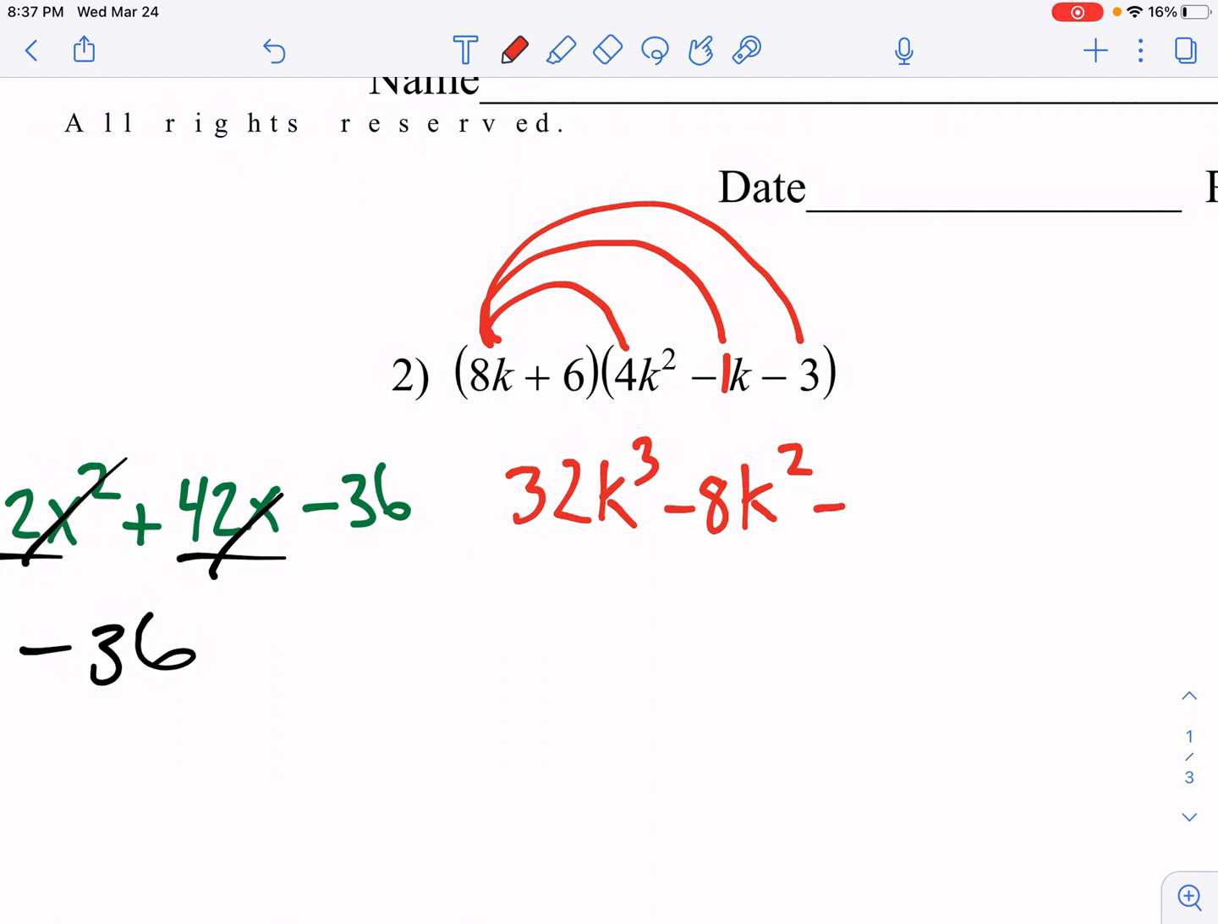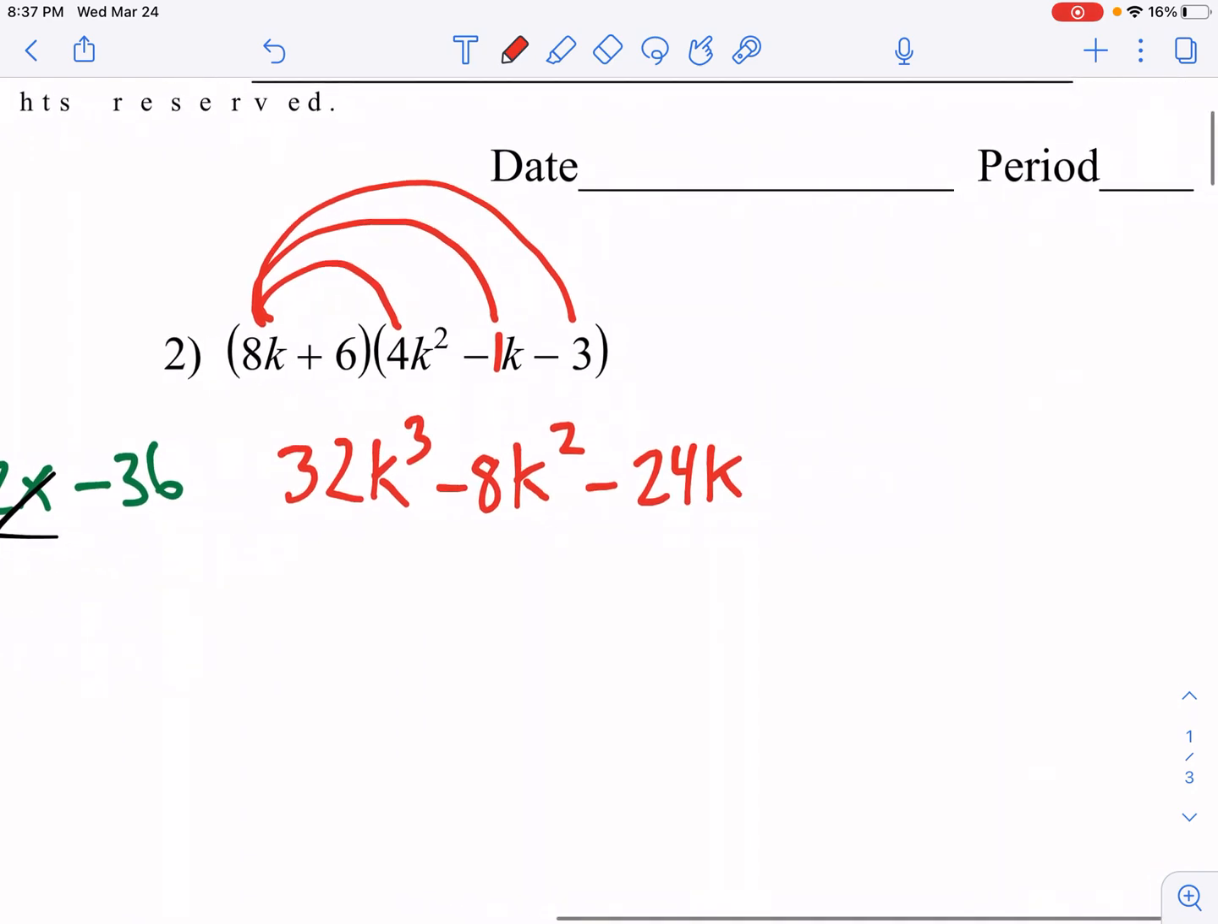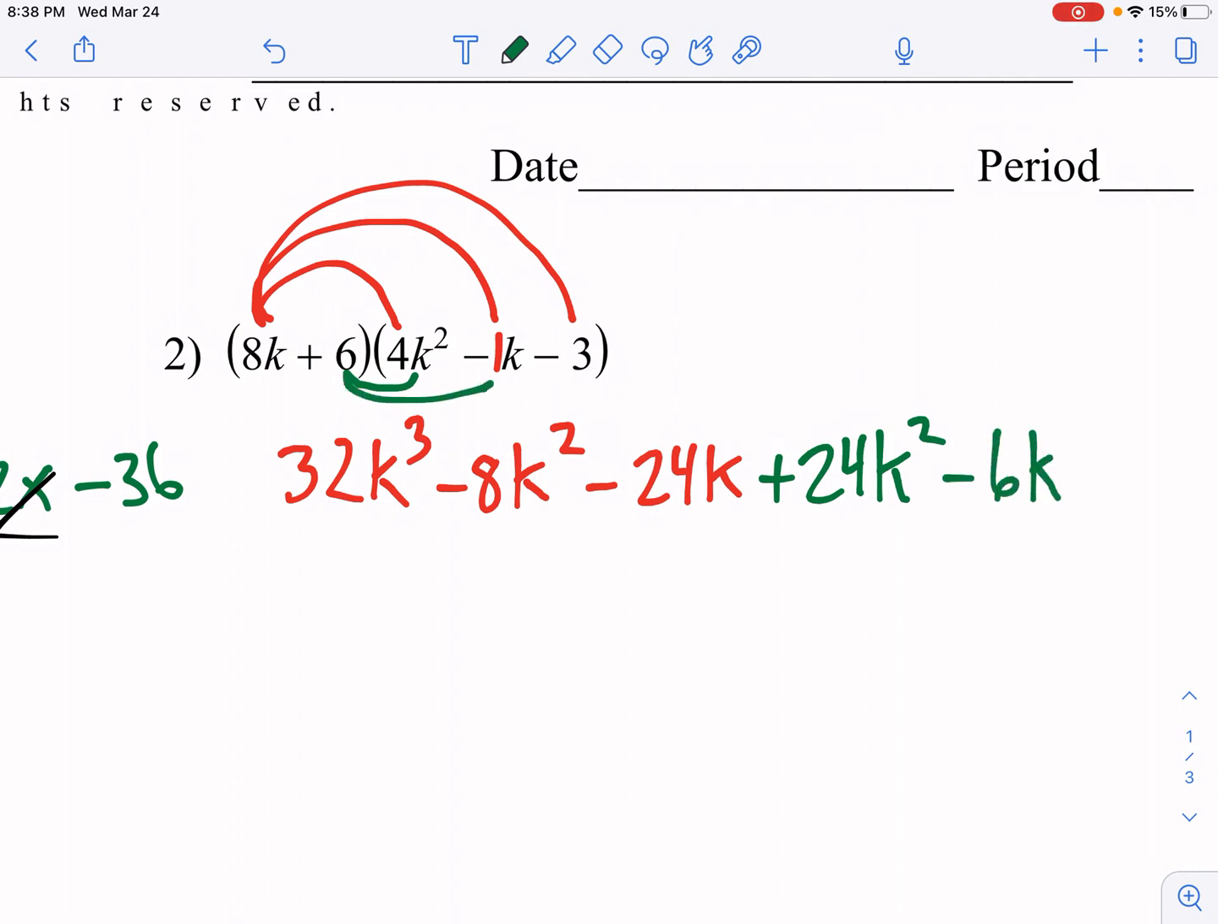Positive times the negative is a negative. 8 times 3 is 24. And then we keep the k in our product, okay? So then we also want to multiply the 6 to everything. So 6 times 4. We get a positive 24k squared. 6 times a negative 1 is a negative 6, and keep the k in the product. And then a positive times a negative, we get negative 18.